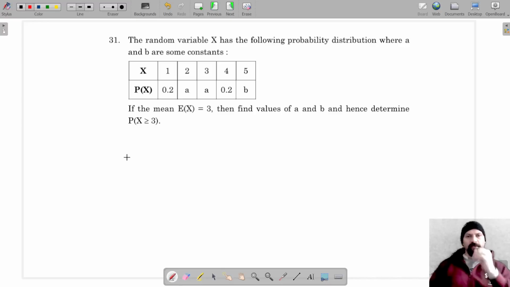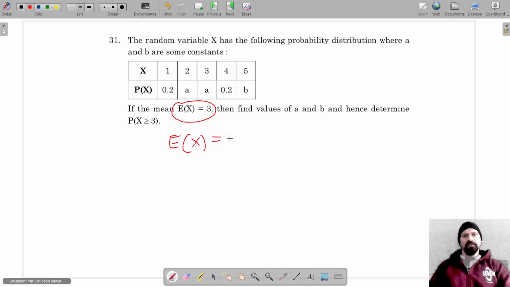Okay, for question number 31, it's given the random variable has the following distribution, where A and B are some constants, and the random variable has the values 1, 2, 3, 4, and 5. The probability of the random variable at x equal to 1 is 0.2, and respectively for 2, 3, 4, and 5. It's given that the mean is 3. So we have to find the values of A and B.